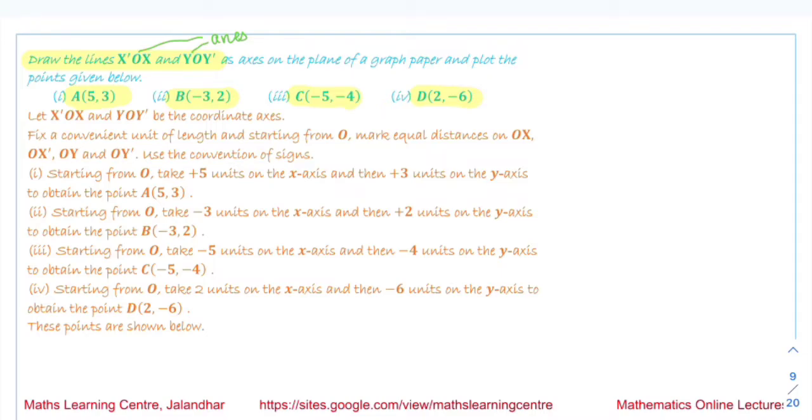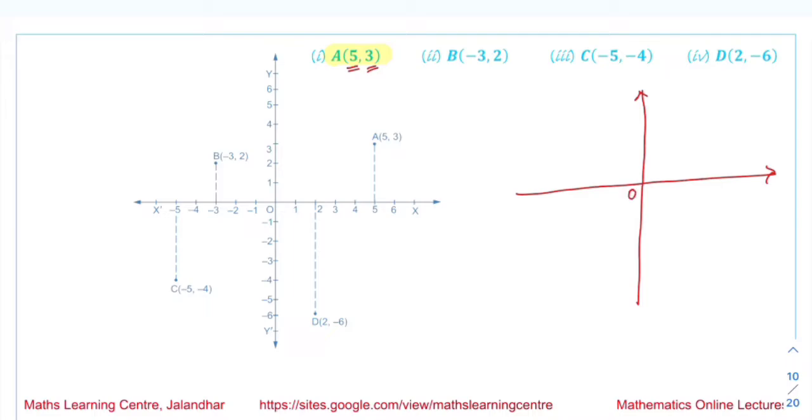First of all, we have drawn two perpendicular lines. We mark this point as O. This is X, this is X', this is Y, this is Y'. The next thing we have to do is mark the points at equal distances, the equidistant points, on the x-axis and y-axis. This is shown in this figure.